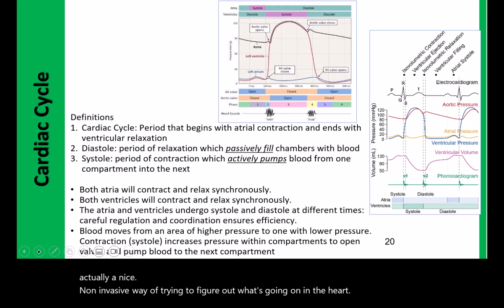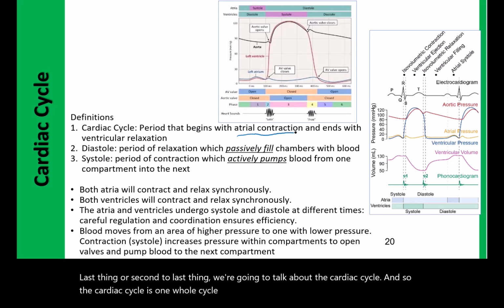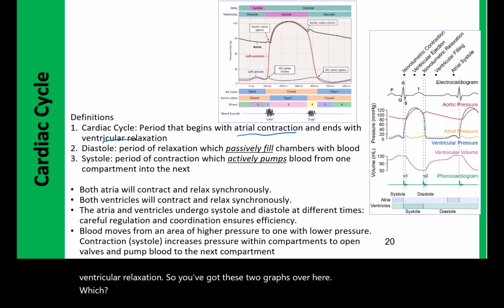Last thing, or second to last thing, we're going to talk about the cardiac cycle. And so the cardiac cycle is one whole cycle which starts with atrial contraction and ends with ventricular relaxation. So you've got these two graphs over here, which depict the same thing in different ways.